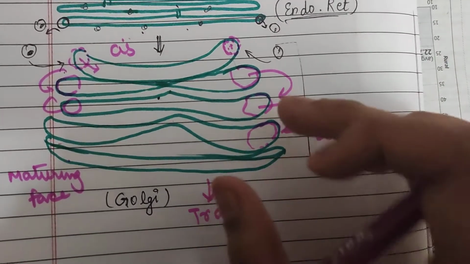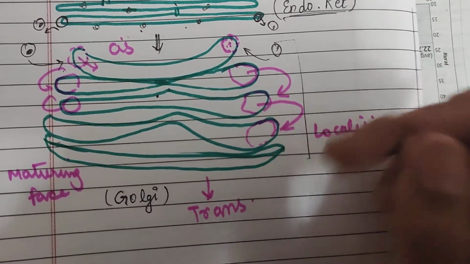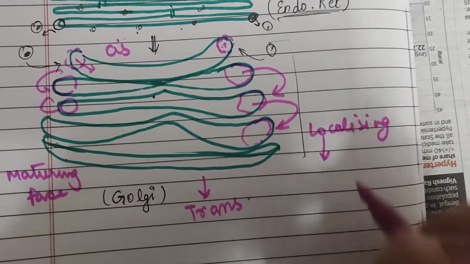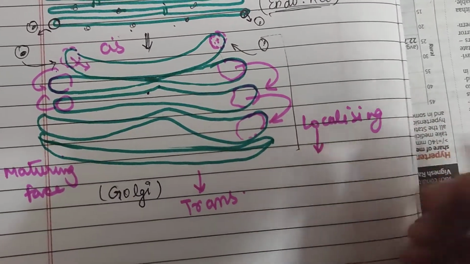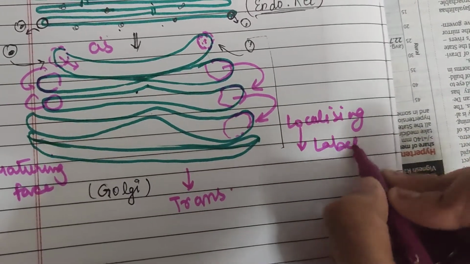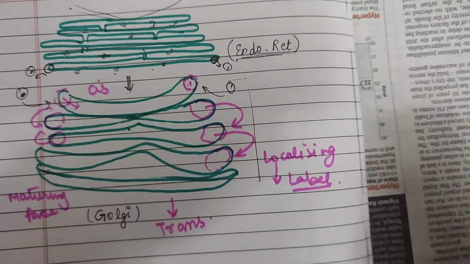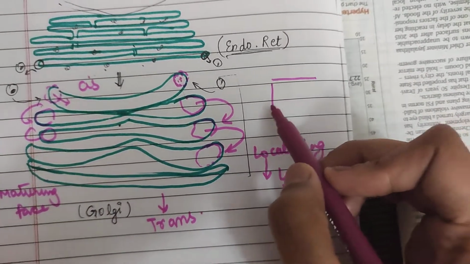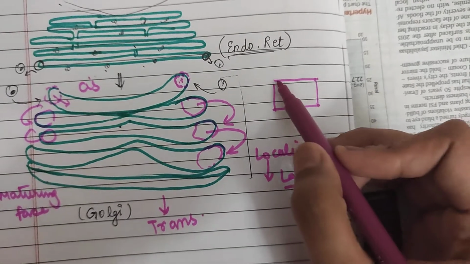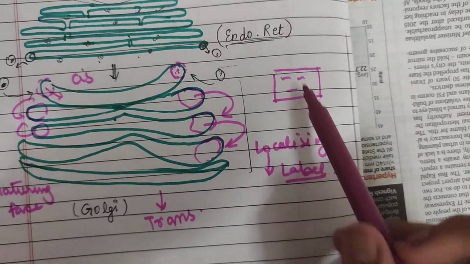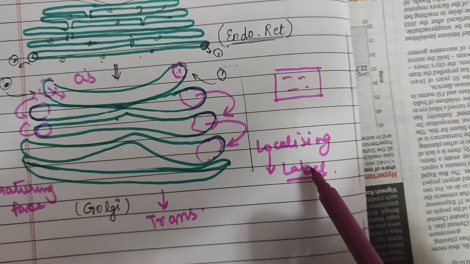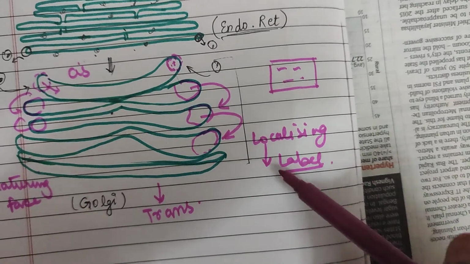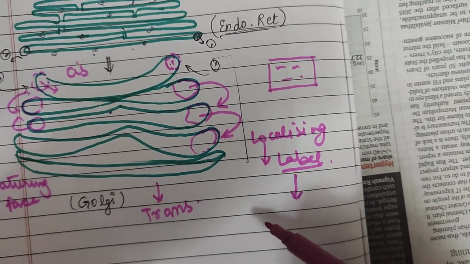These localizing sequences are actually going to be a kind of label, like when you go into a post office. You add a label which consists of the address where you need to send the post. This localizing protein sequence is the label that tells where the protein has to be delivered.